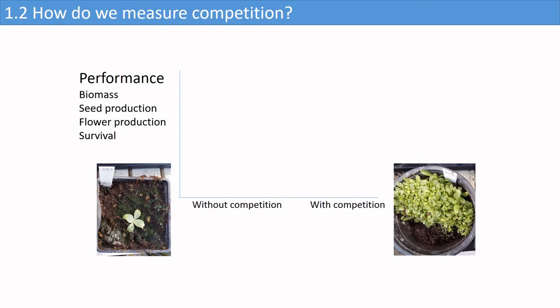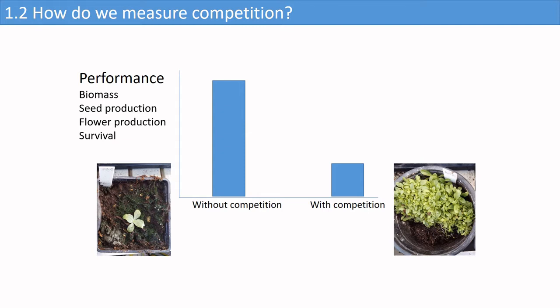And then we measure the plants grown with competition and without competition. And if we have a difference between the two treatments that shows how plants growing without competition are more performant than plants growing with competition, we can assume there is competition. There are negative interactions among these plants that are closely together and all competing for their resources.